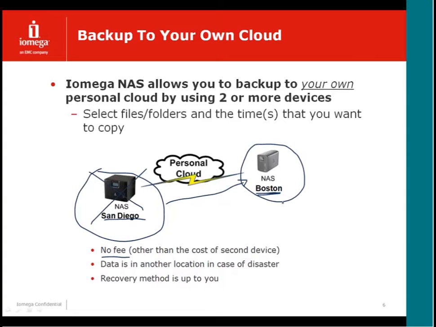So you've got that data now in Boston. How do you want to get it back? Do you want to ship the device back, or do you want to make CDs from it in Boston and send them back to the West Coast? Up to you. So this is kind of a build your own, no monthly fee. You do, of course, have to buy the second device. So this is an exclusive feature of Iomega, a great data protection feature.